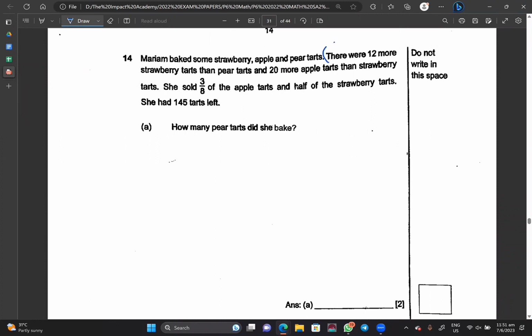Okay, now sentence number 1 says that there were 12 more strawberry tarts than pear tarts. Stop there. We know that strawberry will then be 1 unit plus 12. For pear, it will be 1 unit. Now, once I'm done with this, I can move on to sentence number 2: 20 more apple tarts than strawberry tarts. So apple tarts is 20 more than the strawberry. Can you see that? So over here, we get 1 unit plus 32.